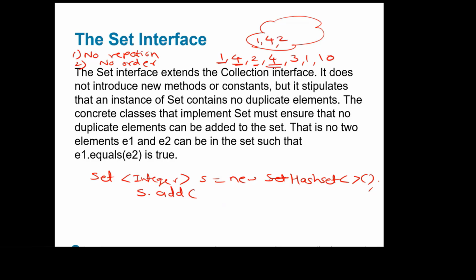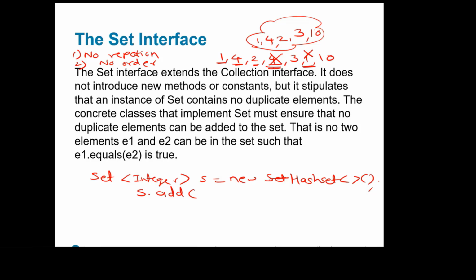Now what will happen at the second 4? It will not insert that value. It will say that this value is already there in the set, so the repeated value will not be inserted. Then the next value, 3, will be inserted. The next value is 1, and again 1 is already there in the set, so it will not be inserted. 10 is a new value.